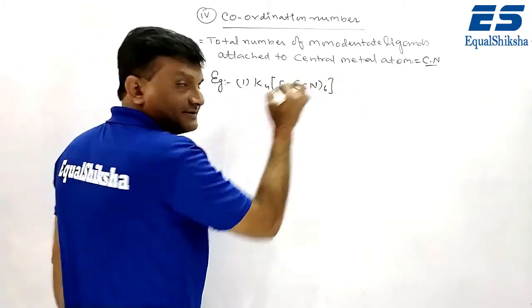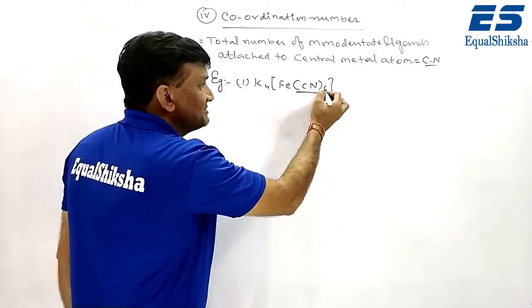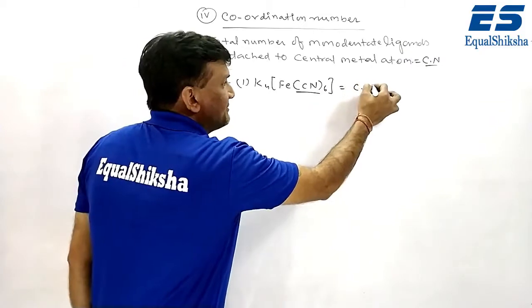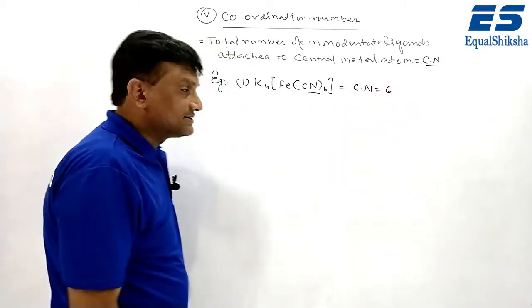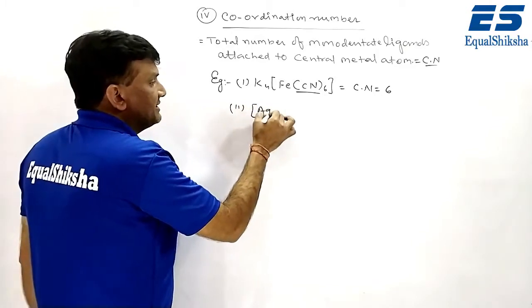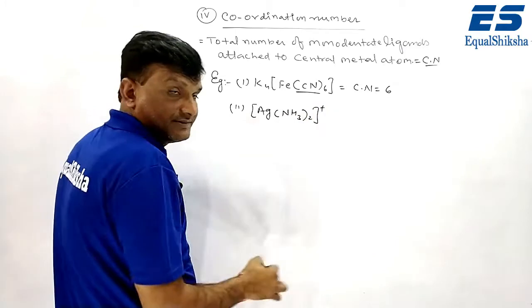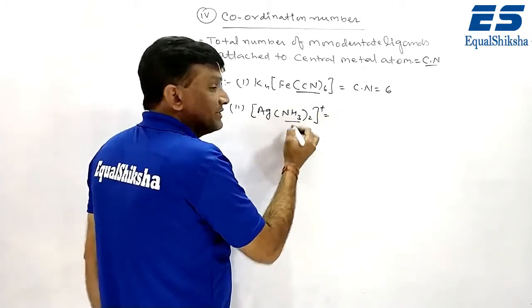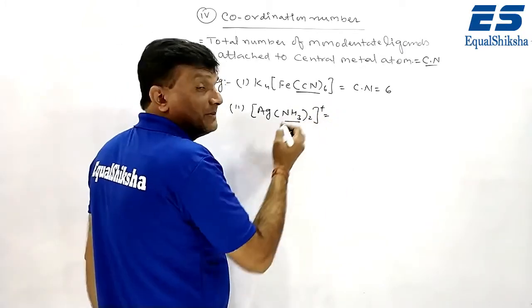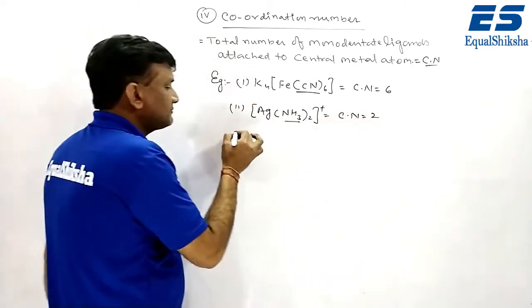K4[Fe(CN)6]. Monodentate ligand CN, total number is 6. So its coordination number will be 6. Another example we can take is [Ag(NH3)2]+, it's a monodentate ligand. Total number is 2. So its coordination number will be just 2.